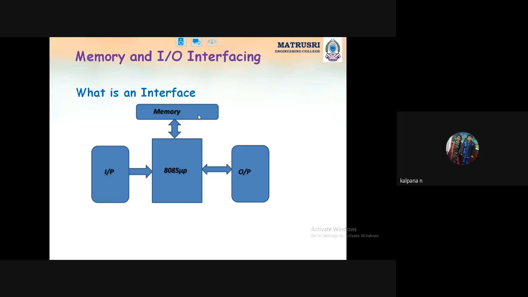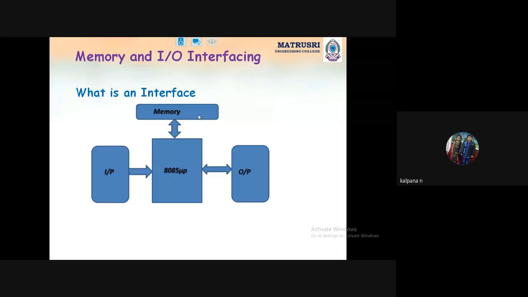Drivers include some programs related specifically to that particular device. When we connect a printer, we need to install the printer software, the printer drivers. Drivers means software only. In order to make that printer work, we need to run some program. That is nothing but interfacing.